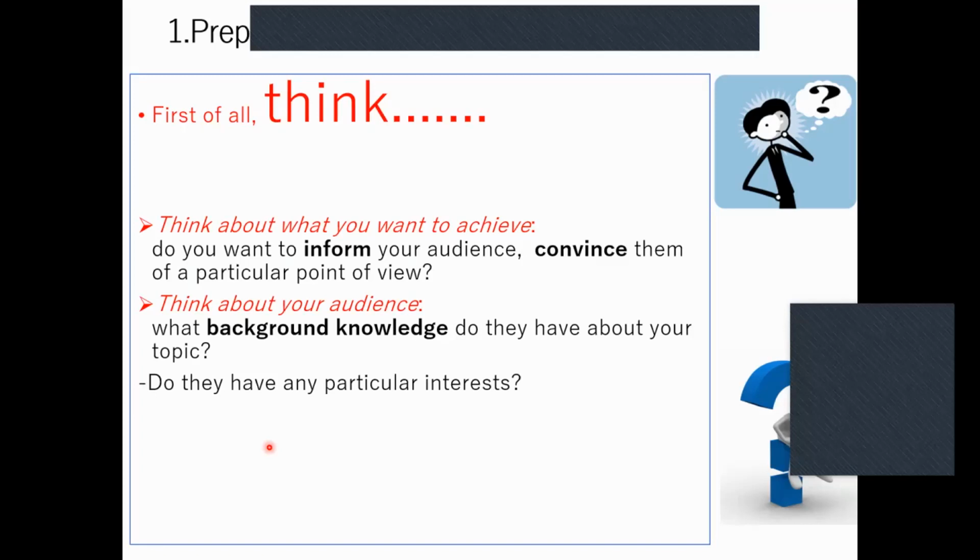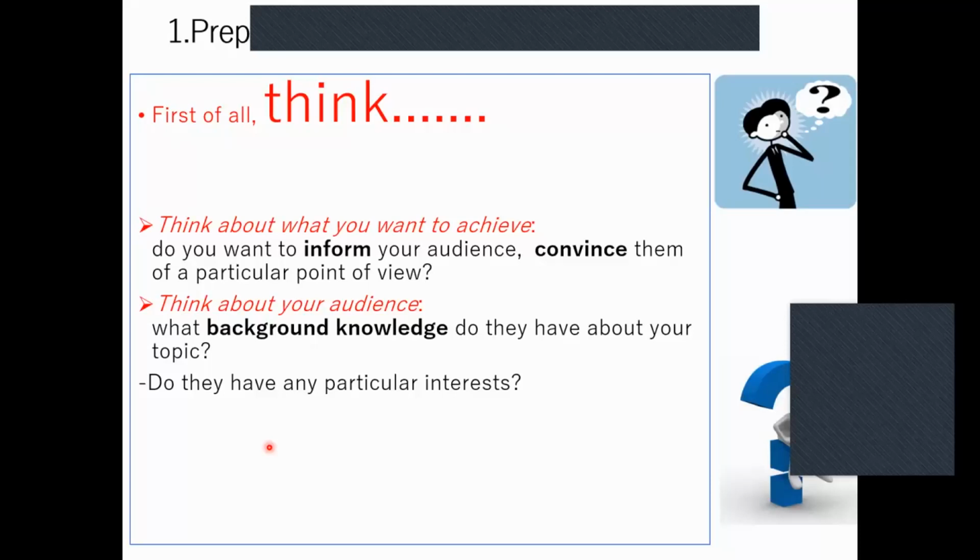Do you want to inform your audience or convince them of a particular point of view? So it happens many times when you go to work, okay? Your company has very good new technology, and you want to sell that technology to other people. So what will you do? You will try to convince them. You will try to inform them, okay, buy my technology, buy my thing. So at that time, you have to convince them, right?